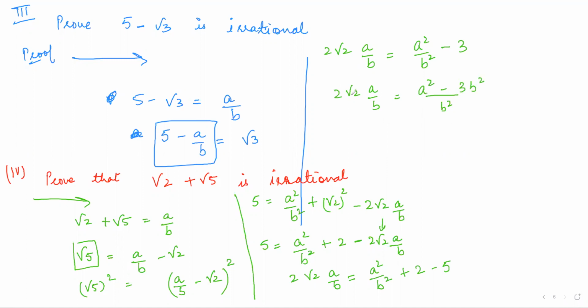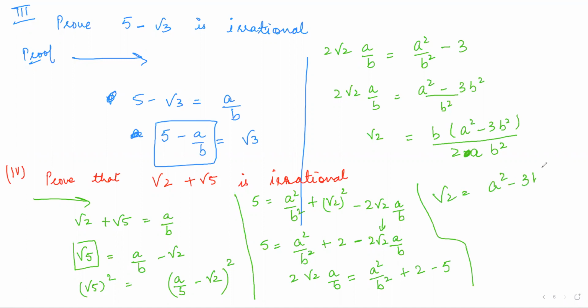Now you keep only under root 2 here and take everything on the other side. So this b which is in the denominator will be multiplied with the numerator, and then this 2a will come here, and b square is already here. Is this clear? Okay, so one b gets cancelled out. So you have a square minus 3b square divided by 2ab. Is this okay?